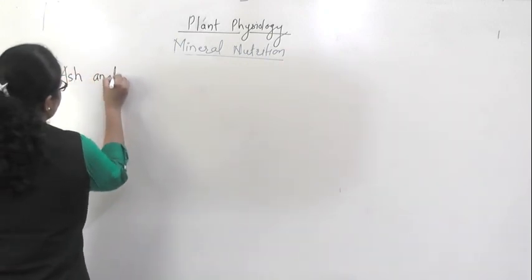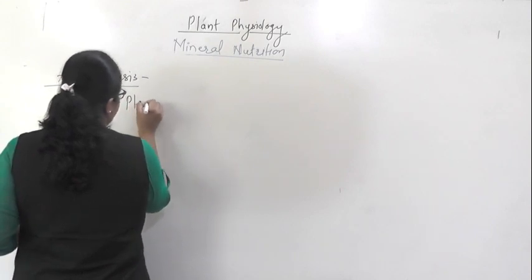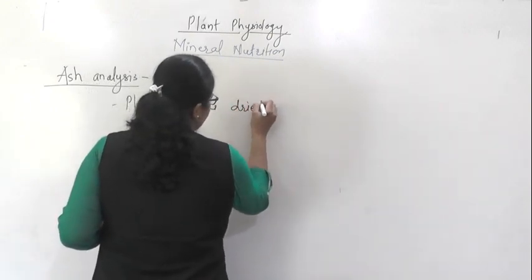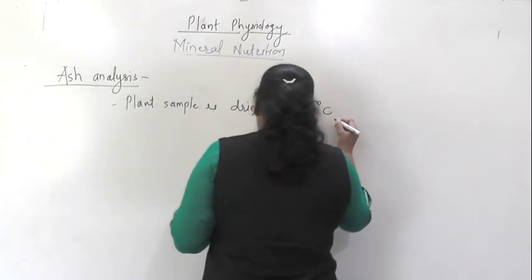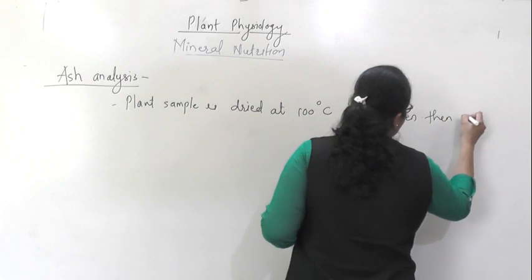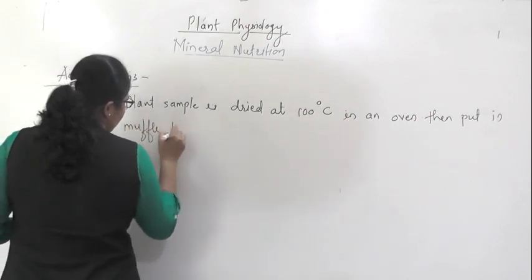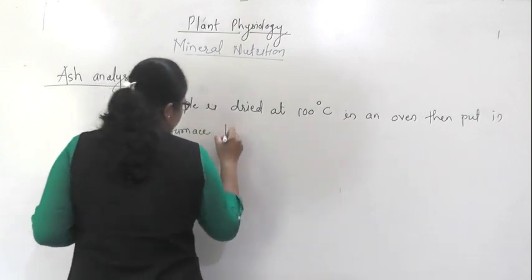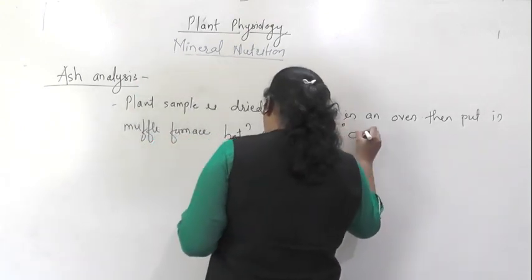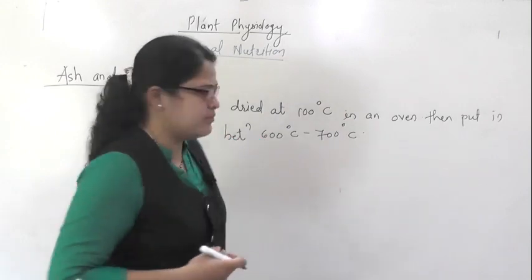ash analysis. Now here what do we do? The plant sample is dried at 100 degrees centigrade in an oven and then put in a muffle furnace between 600 degrees centigrade and 700 degrees centigrade. Now, when analysis of the ash is done, it has shown that the plant consists of more than 60 different minerals.